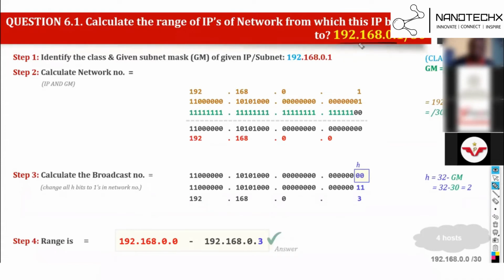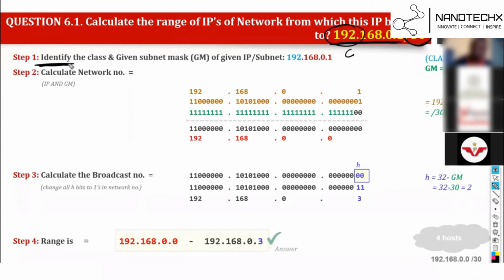So we can see from here it is 192.168, which means which class is this one? 192 says this is class C. And then the given mask is already there, which is also /30. So we have not done anything. We just have identified. That's why I wanted to show you how to identify from the question. You don't have to do any calculations. I'm more confused on step 2 and step 3.